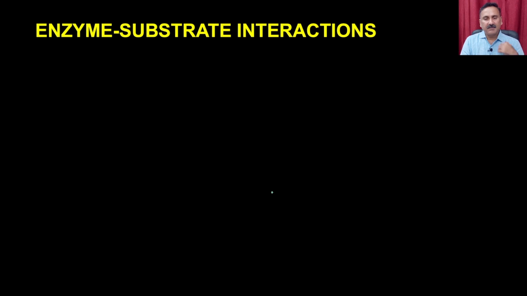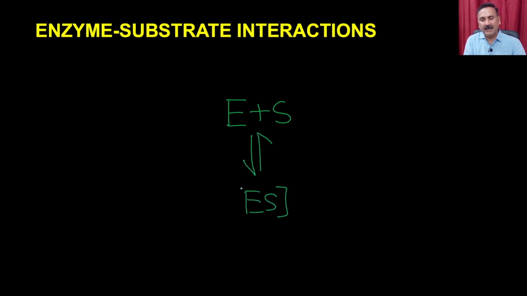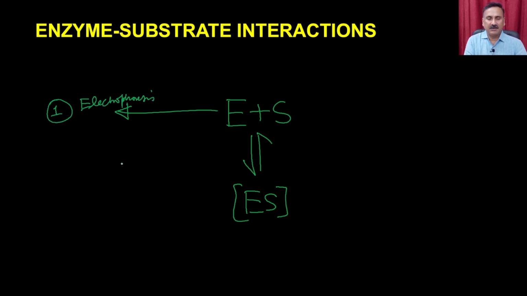So enzyme substrate interaction, as I said, the enzyme is going to interact with the substrate and form the enzyme substrate complex. And in this process, there is going to be an increase in size. So if you have an increase in molecular weight, you can use electrophoresis. Electrophoresis is one technique that you can use to see whether there will be an increase in size or not, right? So size is one parameter, right?